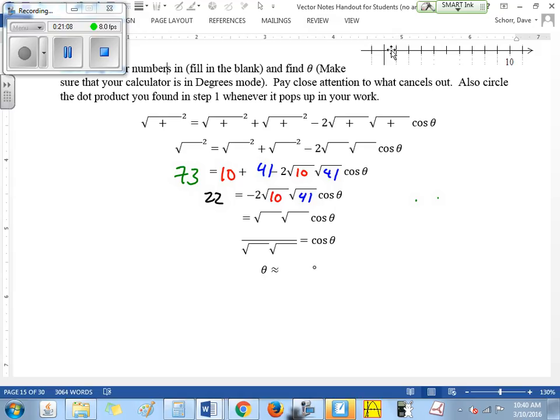What happened on the next step? What did Mr. Short do? Divided by negative 2, right, obviously. So divided by negative 2. Then we have a 10 and a 41. And then what did Mr. Short do on the next step? Divided by the rads, right? So negative 11 over root 10, root 41.